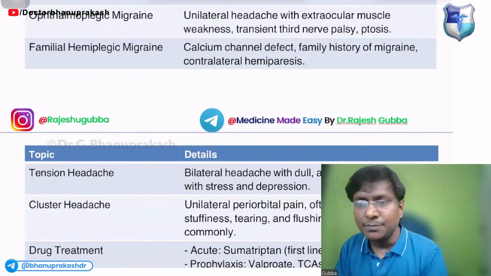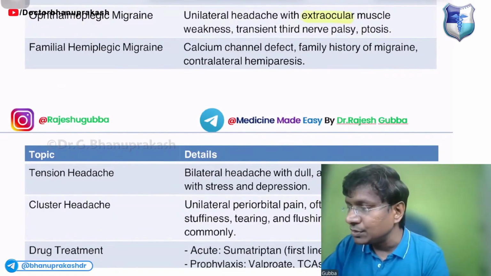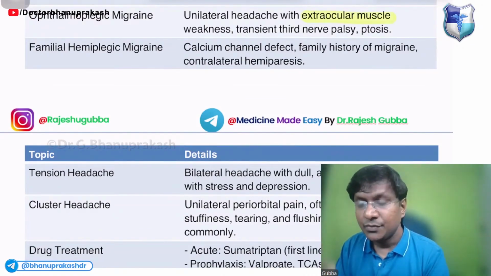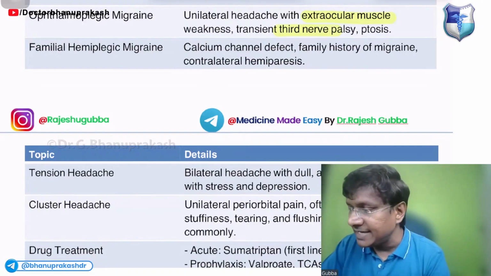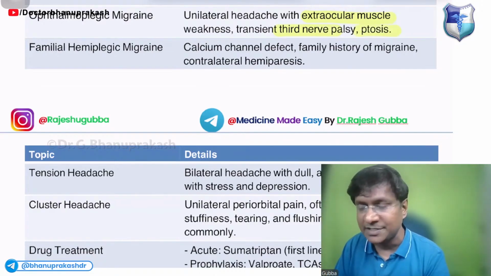And then we have ophthalmoplegic migraine. Ophthalmoplegic migraine is that along with headache, there is also extraocular muscle weakness where there will be transient third nerve palsy, due to which they will be having ptosis in case of ophthalmoplegic migraine.